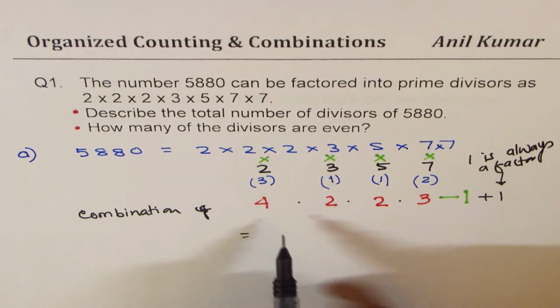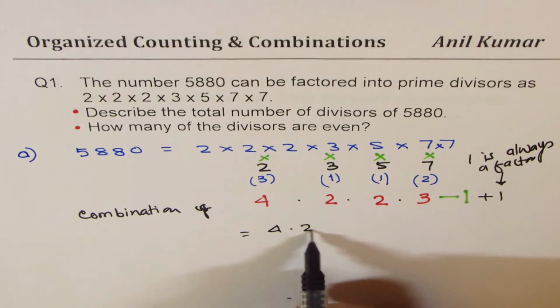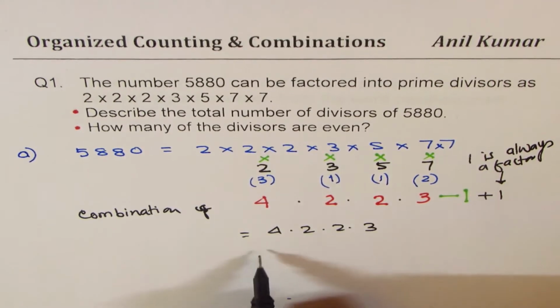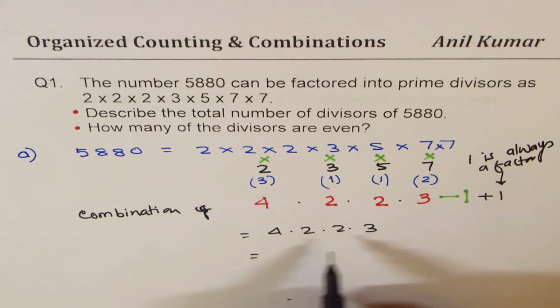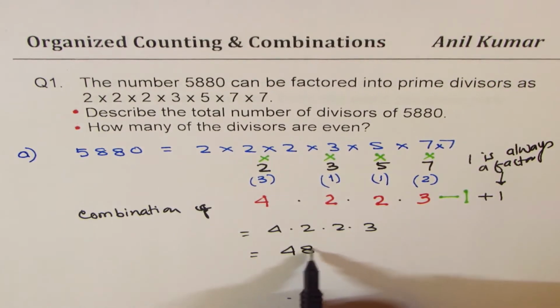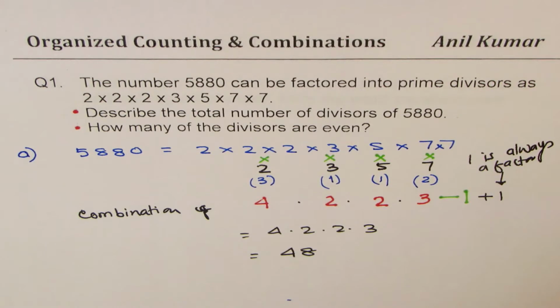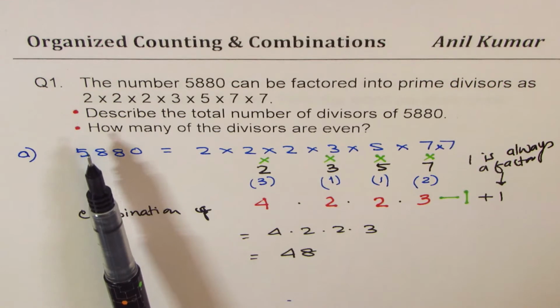And we get our result as 4 times 2 times 2 times 3, which is 4 times 4, 16 times 3 is 48. Do you see that? So that is how you can get the answer of part A. Correct. So I took a lot of space in just explaining you the concept. Anyway, let's look into part B now.